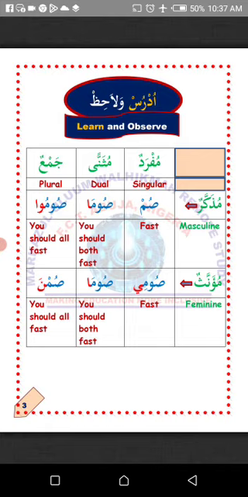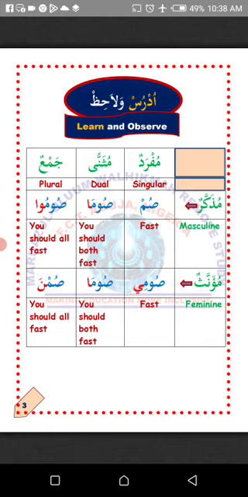If there are more than two, all you need to do is to attach wawun to the last letter. Remember, once wawun is attached, the letter before it must take dhamma. Now that our mimun is taking dhamma, we can retain our lost wawun. So the verb sum will now become sumu, which means you should all fast, commanding a group of male persons. You may ask me, the alifun written after the wawun, what is it doing there? The alifun is only telling you that the wawun written before it is not part of the verb. Rather, it is an extra letter.